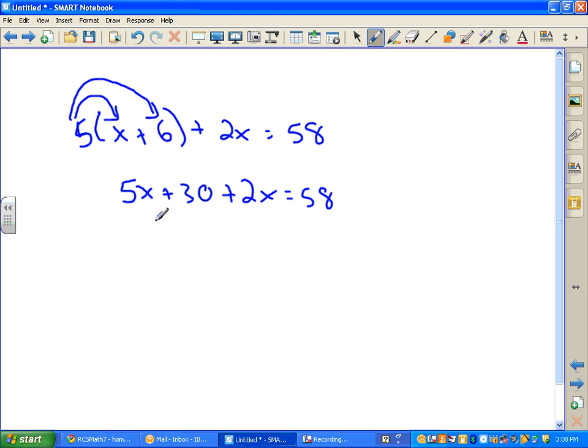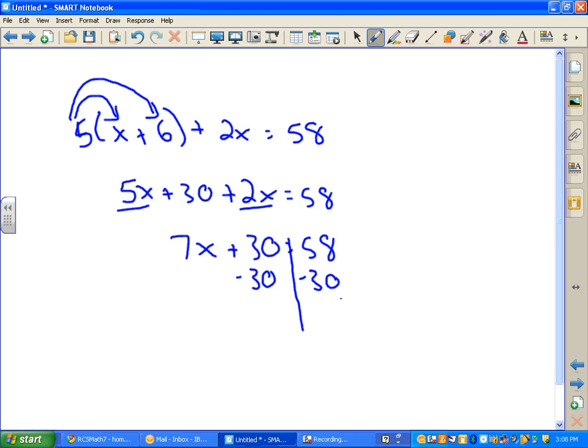So now I do what we did in the last lesson, which was combining the like terms. The two that have x's can be added together. 5x's plus 2x's give me 7x's. That 30 just comes down. And again, after I do those two things, I distribute and then combine. Now I'm down to a two-step equation. So I'm just going to subtract 30 on both sides. Leave myself with 7x equals 28. And then I'm going to divide both sides by 7. And I'll get x equals 4.